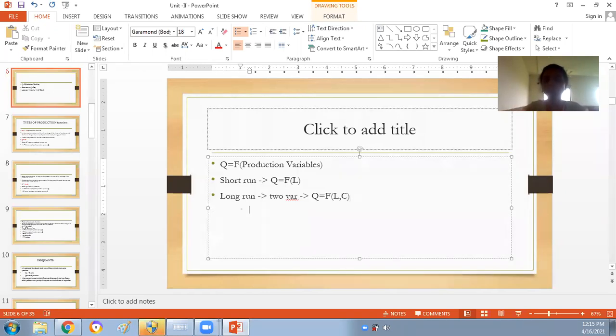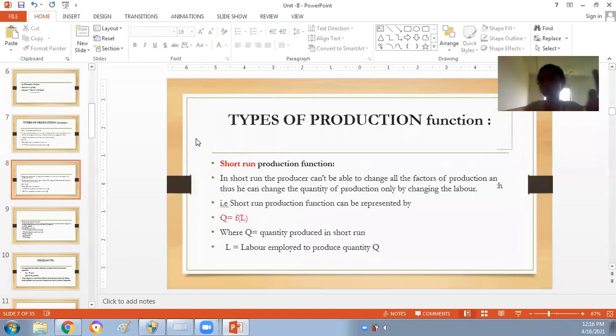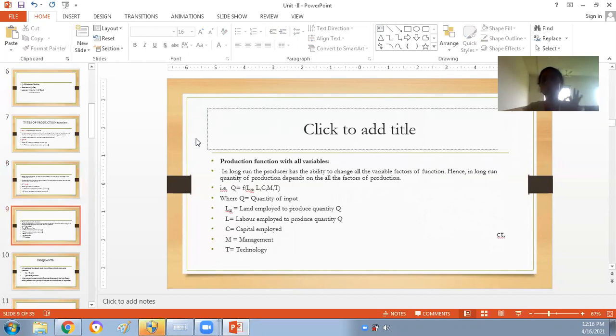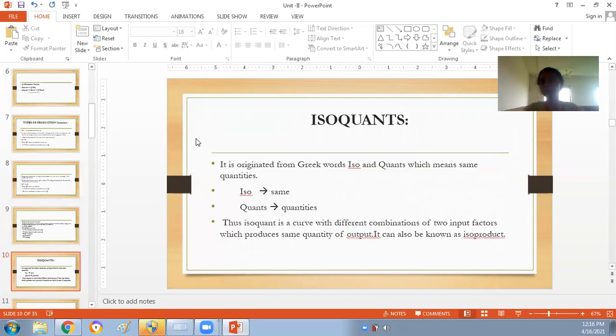Whereas the other one that we have is the long run production function with all variables. That means all the factors of production can be changed. Because of that, we have a production function that is Q equal to F of all variables. What are all the variables that we have? Land, labor, capital, management, technology, which we have already represented here. Just for understanding, I have written it in another slide. Okay. So this is about what is production function and what are the different types of production function.